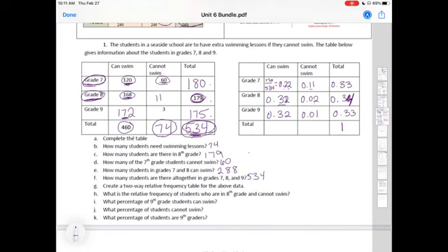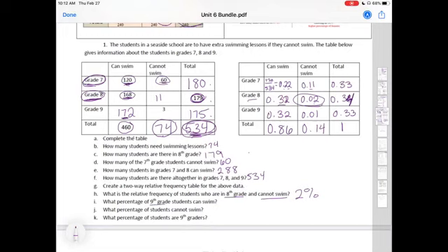Let's just check. 60 divided by 534 is 0.86. And then 0.11 plus 0.02 plus 0.01 should give me 0.14. So let's make sure, 74 divided by 534. I actually need to round that to 14. All right. So what is the relative frequency of students who are in 8th grade and cannot swim? 8th grade and cannot swim is 2%.